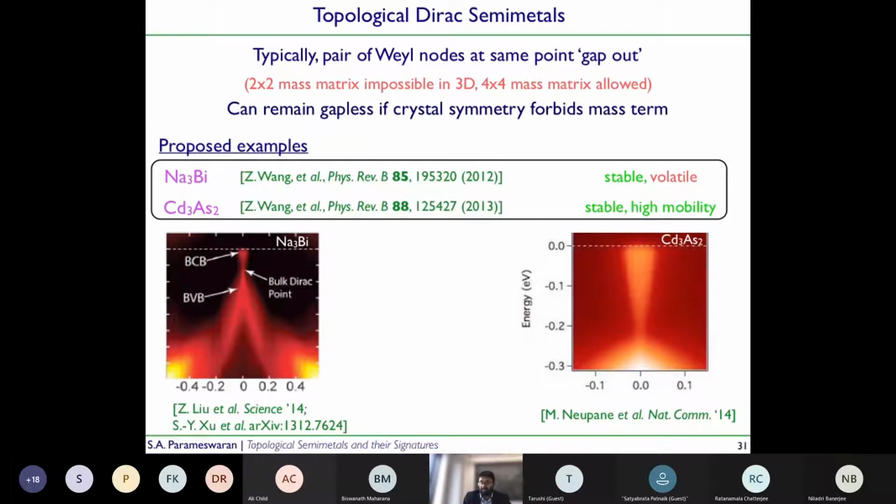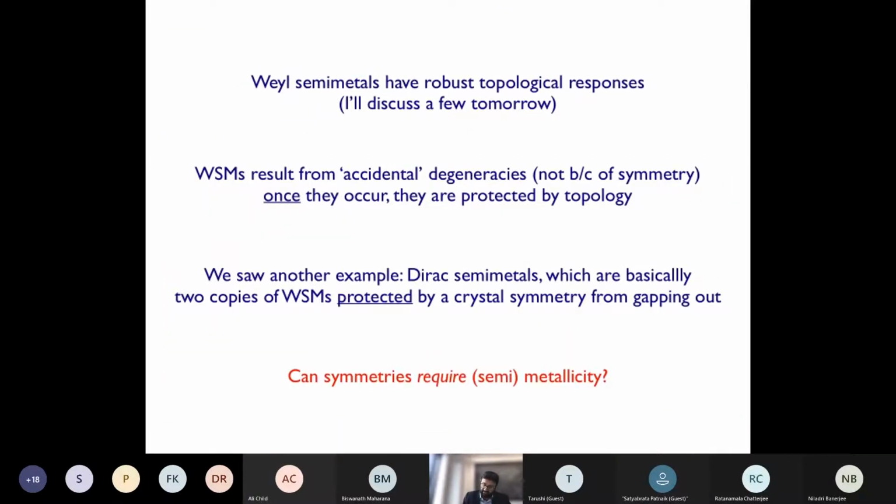So I want to summarize what I've said about Weyl and Dirac systems. I'll say much more about them tomorrow because I'm going to talk about the robust topological signatures of these Weyl and Dirac semimetals. And as I pointed out, they result from accidental degeneracies. They're not degeneracies that are required by symmetry, but once they occur, they're protected.